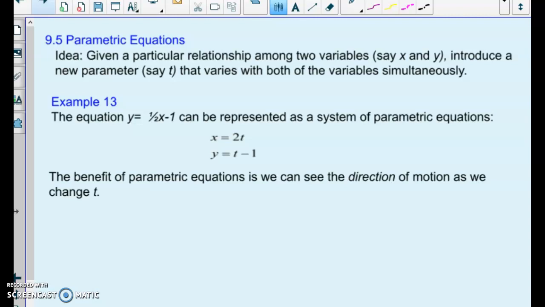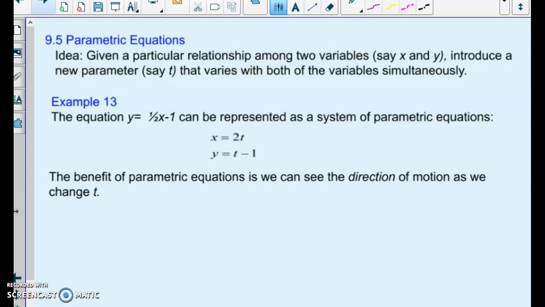All right, so let's get a good start on 9.5 here. Parametric equations. Given a particular relationship among two variables, say x and y, introduce a new parameter, say t, that varies with both of the variables simultaneously. So the equation y equals 1/2 x can be represented as a system of parametric equations. So the x is the same as 2t and the y is t plus 1. So most equations can be turned into parametric equations by using the process here.